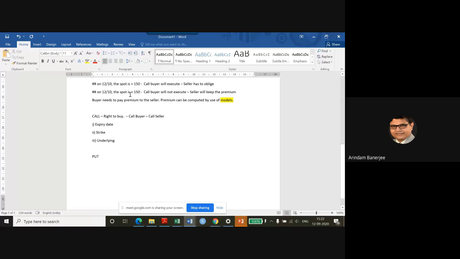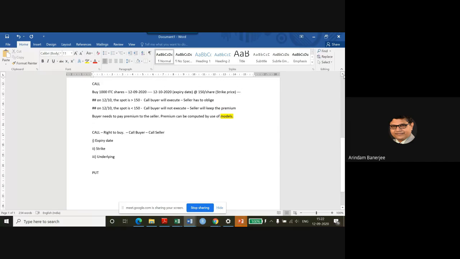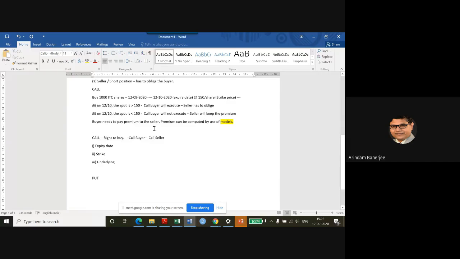So here in this example, the call buyer and call seller are entering into a contract to buy ITC shares, which is the underlying asset, with a strike price of 150 rupees per share, which is going to expire on 12th of October 2020. So this is the basic idea of the call option.